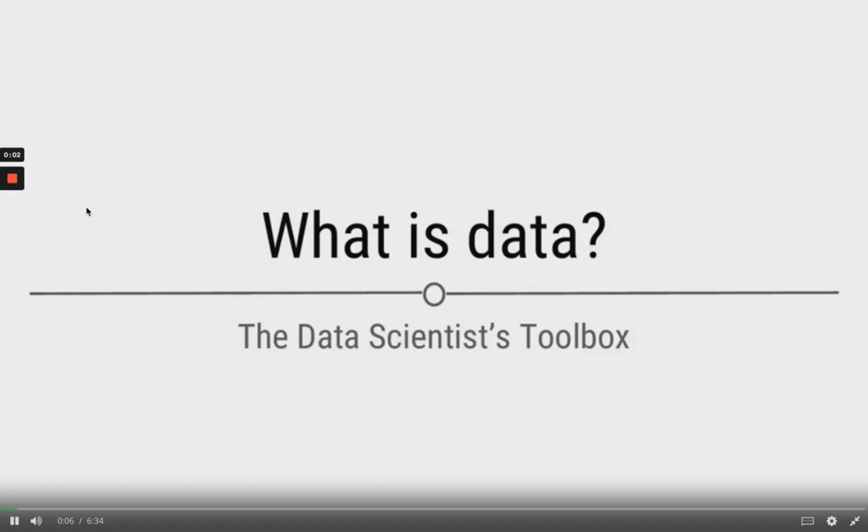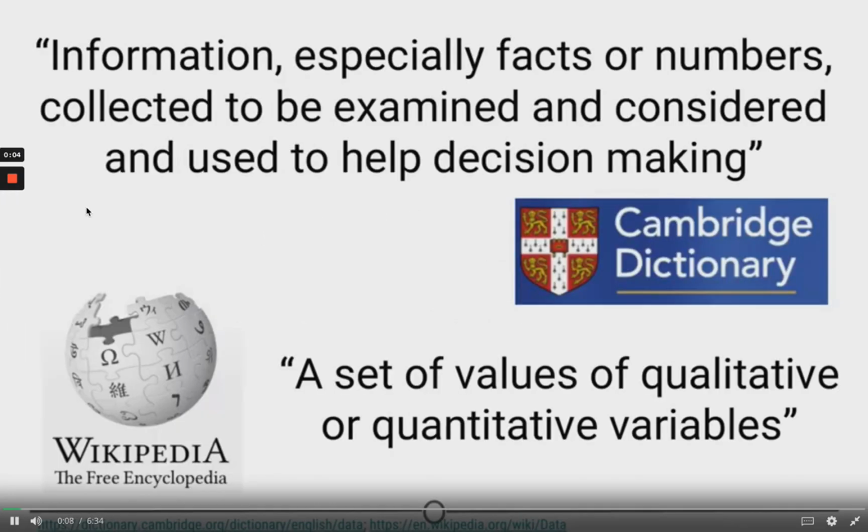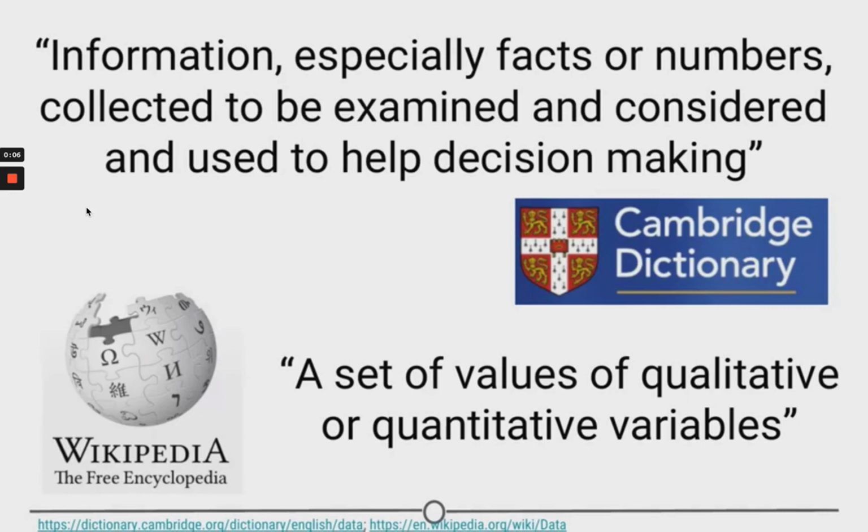exactly what data is. First, let's look at what a few trusted sources consider data to be. First up, we'll look at the Cambridge English Dictionary, which states that data is information, especially facts or numbers, collected to be examined and considered and used to help decision-making. Second, we'll look at the definition provided by Wikipedia, which is a set of values of qualitative or quantitative variables.